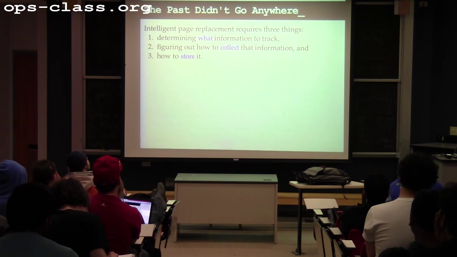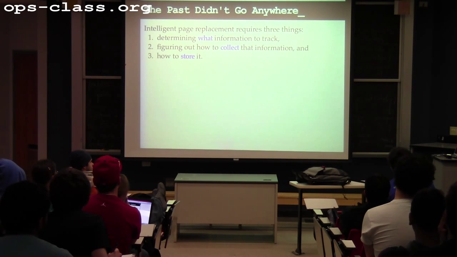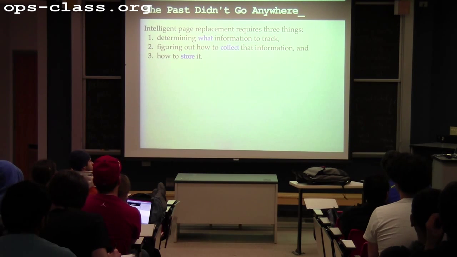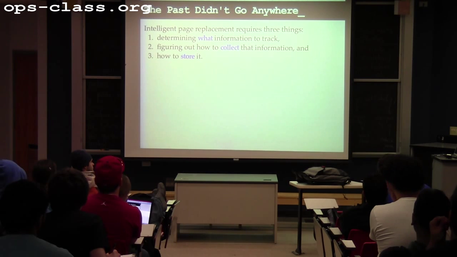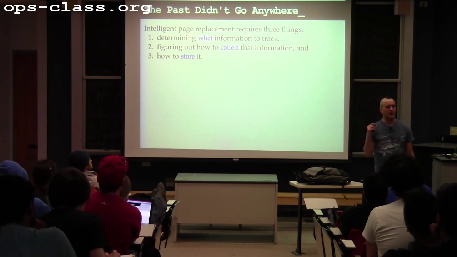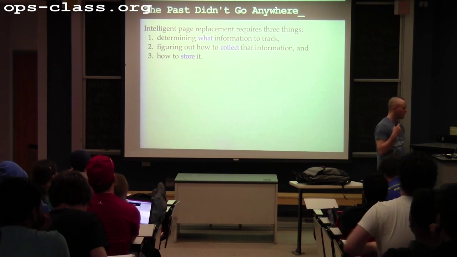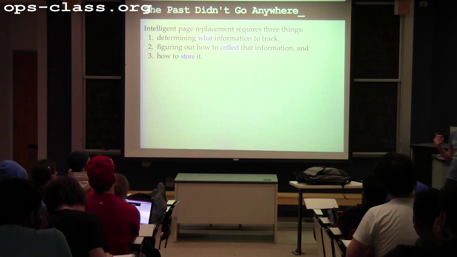Essentially, as people suggested, we're going to look for pages that haven't been used recently. That may not mean they're never going to be used again, but this is the best we're going to be able to do. Whenever we're designing a page replacement algorithm, we have to figure out what information we want to keep track of, how that information is going to be collected, and when we have a chance to see some of these things.